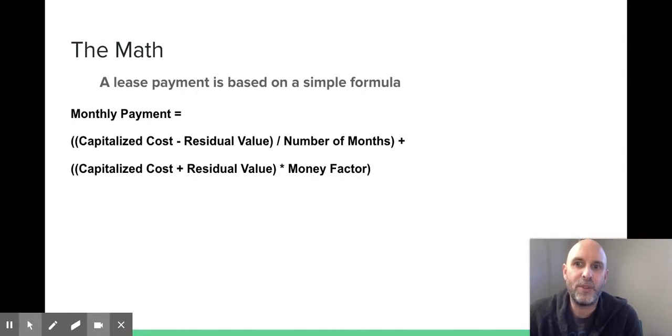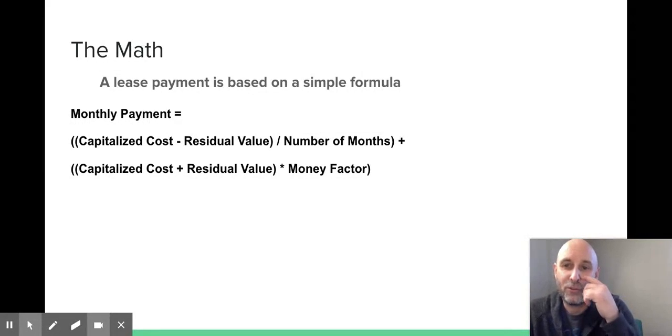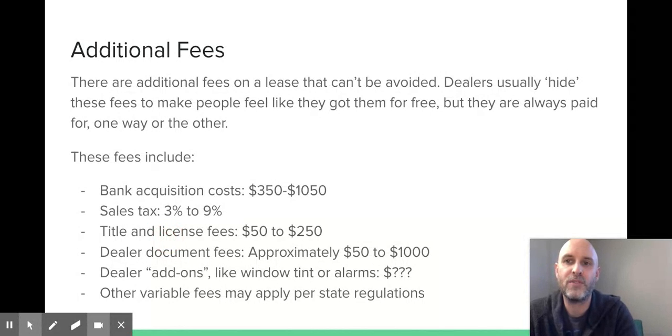Now, to clarify a little bit, what goes into the capitalized cost? That's where it gets a little tricky. Let's remember the previous slide where we talked about the different factors. We'll talk about a couple additional fees, and I'll explain the cap cost and explain some confusion around there.